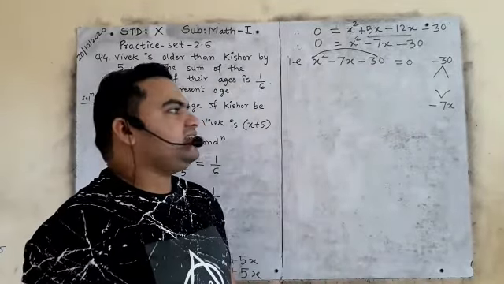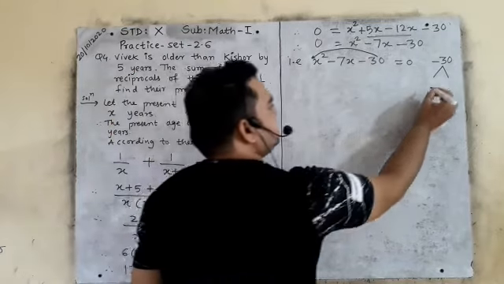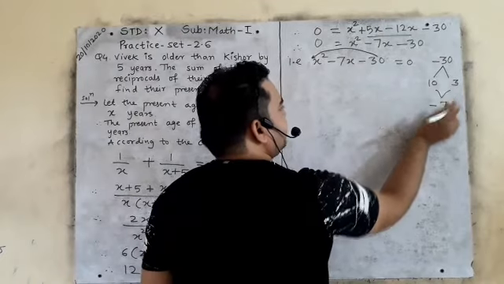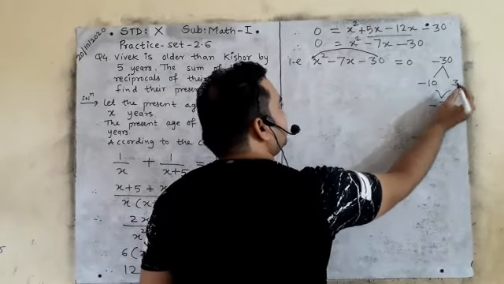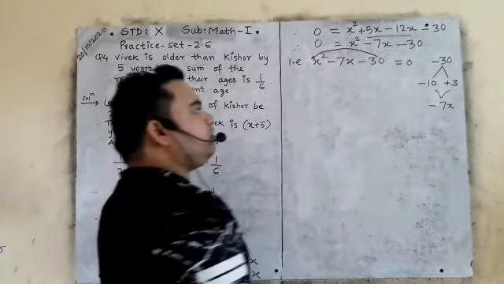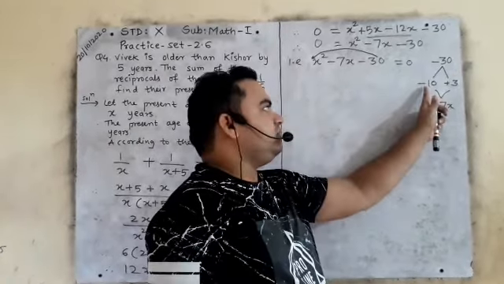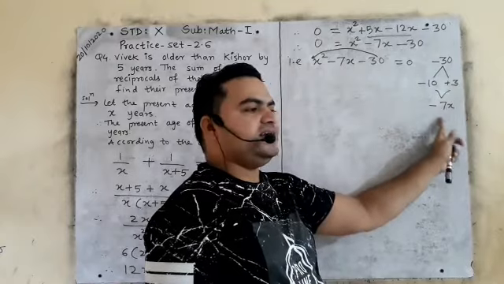You can say 10 threes are 30. See, 10 threes are 30. Yes. So it is negative. So the bigger number should be negative, the smaller number should be positive. So see, minus 10 multiplied by 3 is minus 30. Minus 10 plus 3 will be minus 7x.